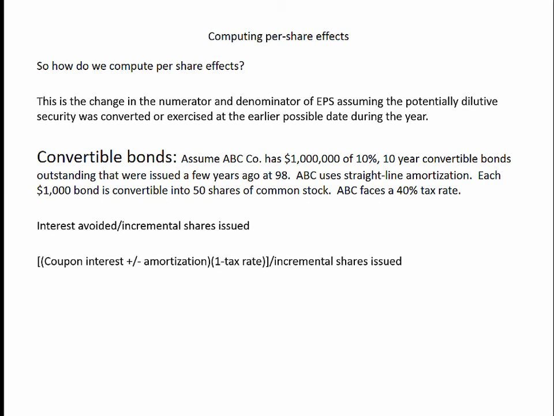And then in the denominator, we put the additional shares that would have been issued had these bonds been converted. So in this case, $100,000 of cash interest plus $2,000 of amortization is $102,000 times 1 minus the tax rate, divided by the number of shares. Again, there are 1,000 bonds. Each of those $1,000 bonds turns into 50 shares of stock, so 50,000 shares. So the per share effect is $1.22.